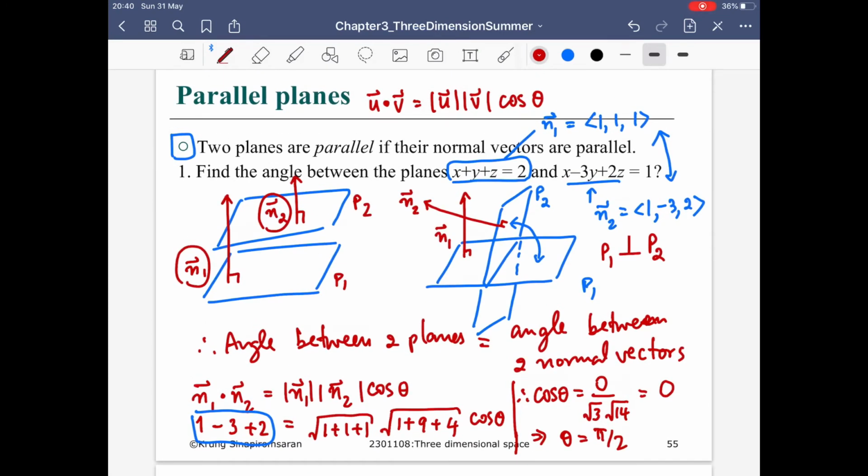However, if it does not happen to be 0, then the cosine theta will determine the angle theta between your P1 and P2 as well. So the angle between these two planes depends on the angle between the two normal vectors.